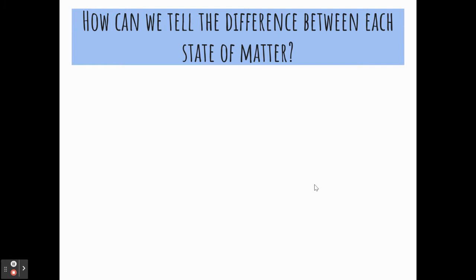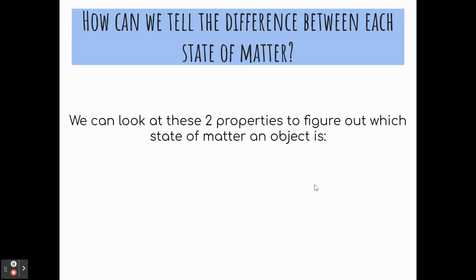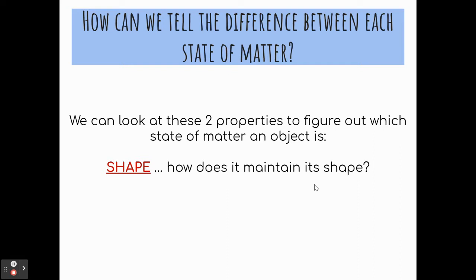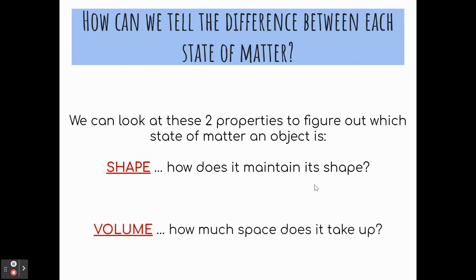How can we tell the difference between each state of matter? Well, we can look at 2 properties to figure out which state of matter an object is. We can look at shape: how does it maintain its shape, or does it maintain its shape? And then volume: how much space does it take up?